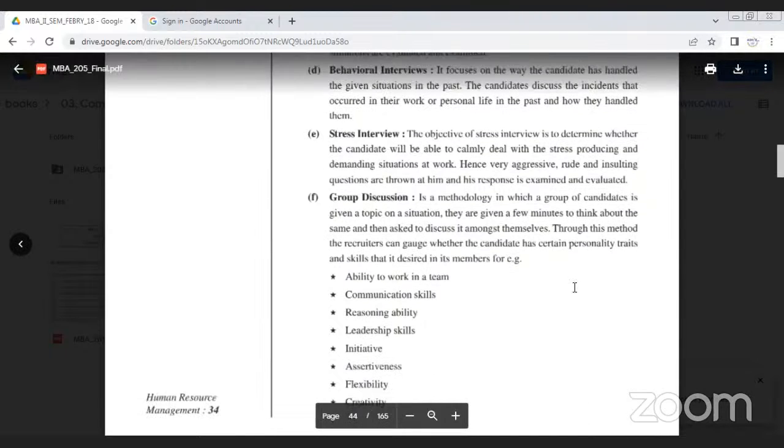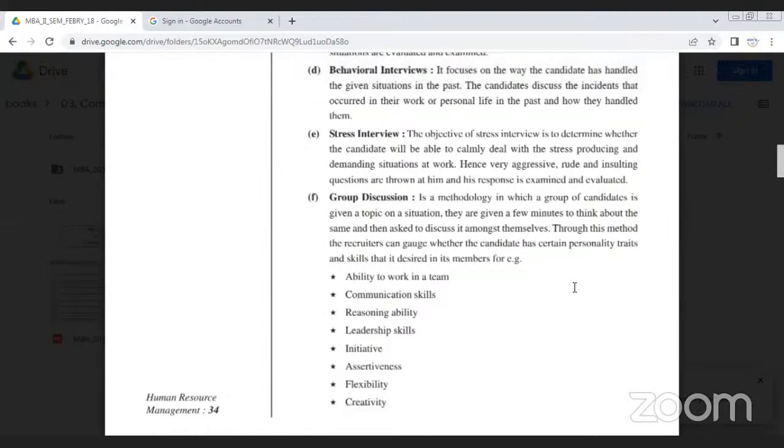Group discussion is a methodology in which a group of candidates is given a topic or a situation. They are given a few minutes to think about the same and then asked to discuss it among themselves.